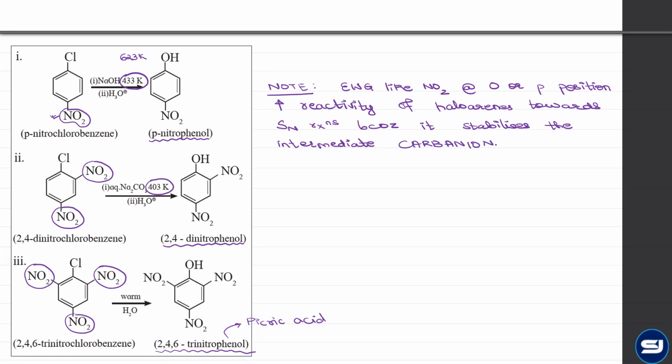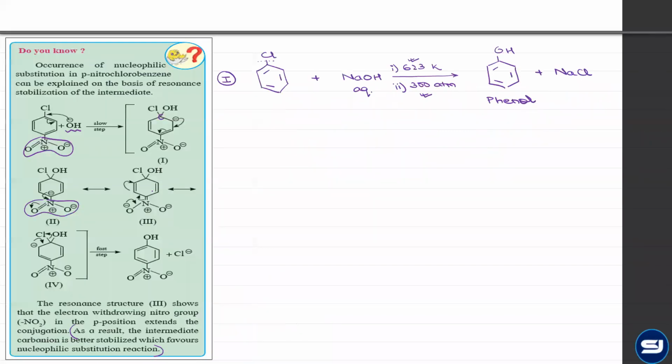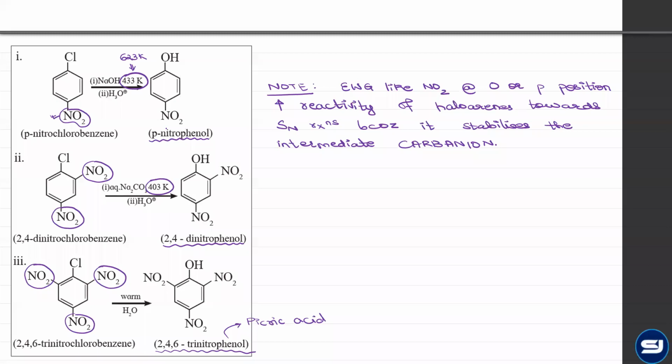एक बार फिर से a very very important point, electron withdrawing group like nitro at the ortho or para position increases the reactivity. You can see from 623 the temperature has dropped to 433, 403, and just by warming the reaction happens. So the reactivity of haloarenes is increased towards SN reactions, and the reason is it stabilizes the intermediate carbanion. So that's the first part of the nucleophilic substitution reaction of haloarenes.